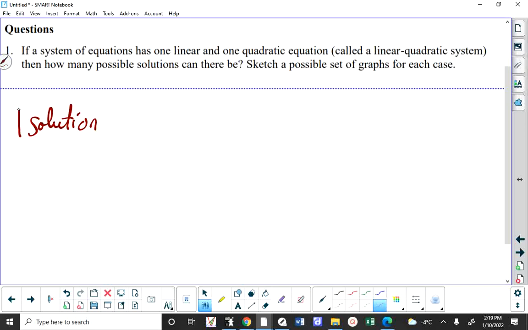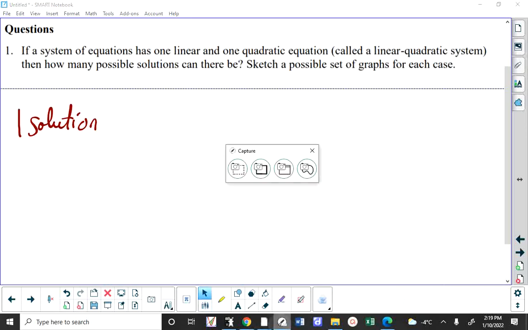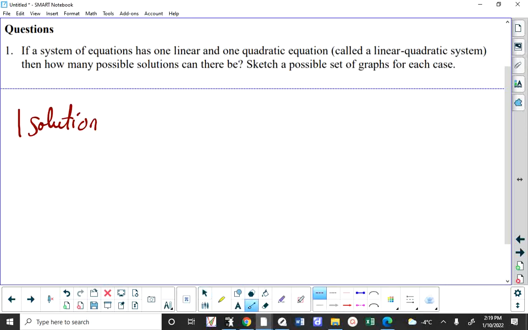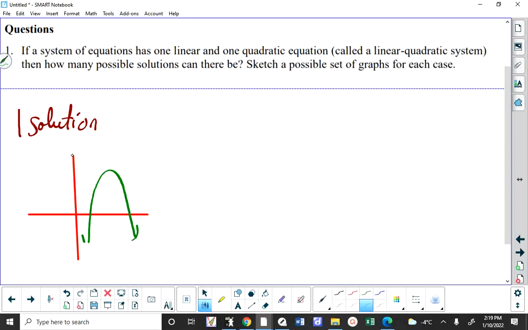Well, I know a quadratic function is a parabola. I don't think it matters if it opens up or down. Let's open down. How would I draw a line now? So this is the quadratic one. How would I draw a line so that it only intersects once? 100% vertical. Fair enough, but that is not a function.